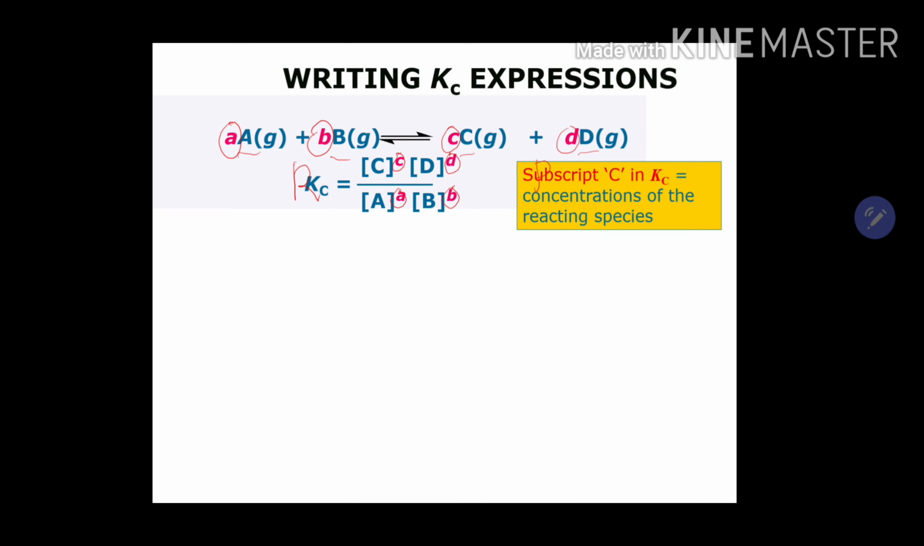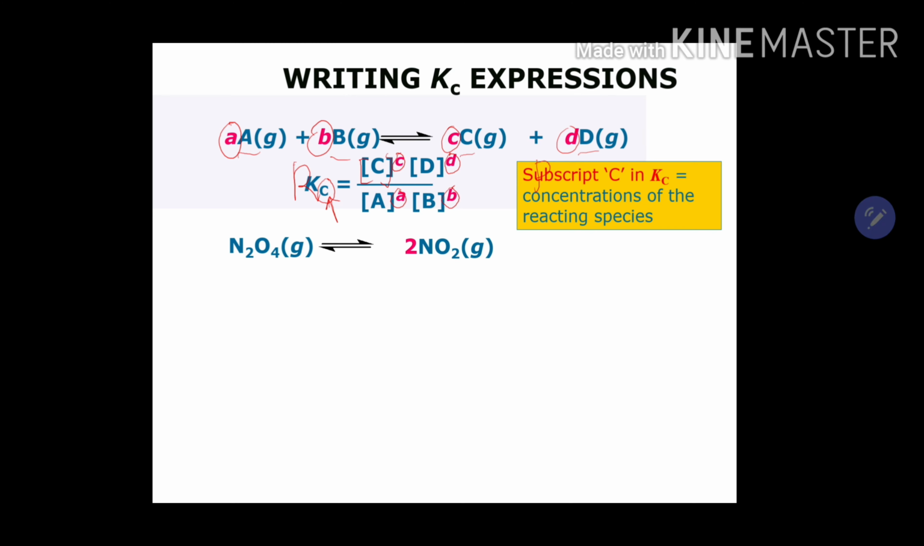Subscript c in Kc here is the concentrations of the reacting species. The square brackets here indicate the molar concentration of the substance within the bracket.